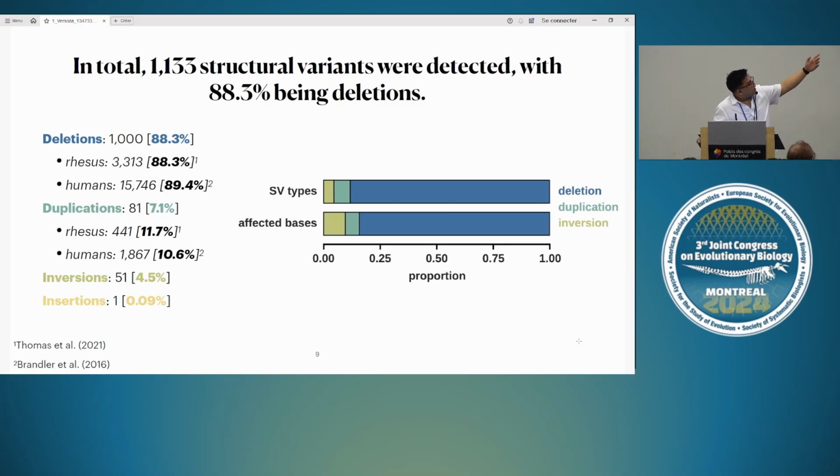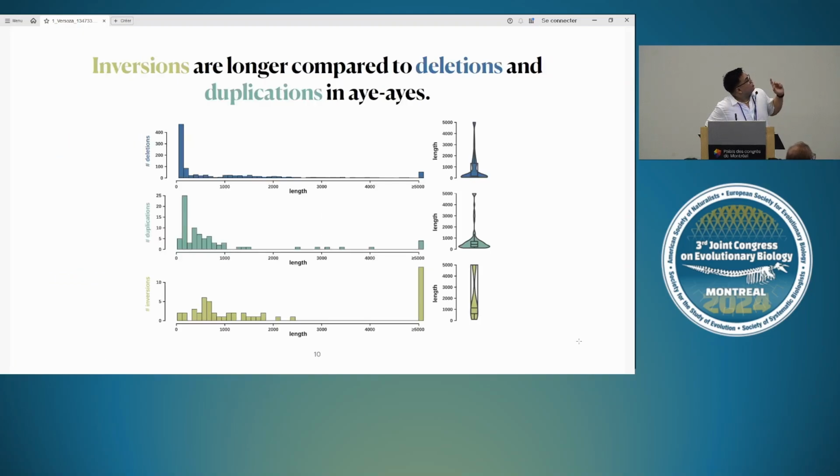On the right, we see 2 proportion plots. The first one is essentially the SV types, and the bottom one is the number of affected bases. You might be thinking inversions only account for 4.5%. However, they account for a larger number of affected bases, and the reason for that is because inversions are longer than duplications and deletions.